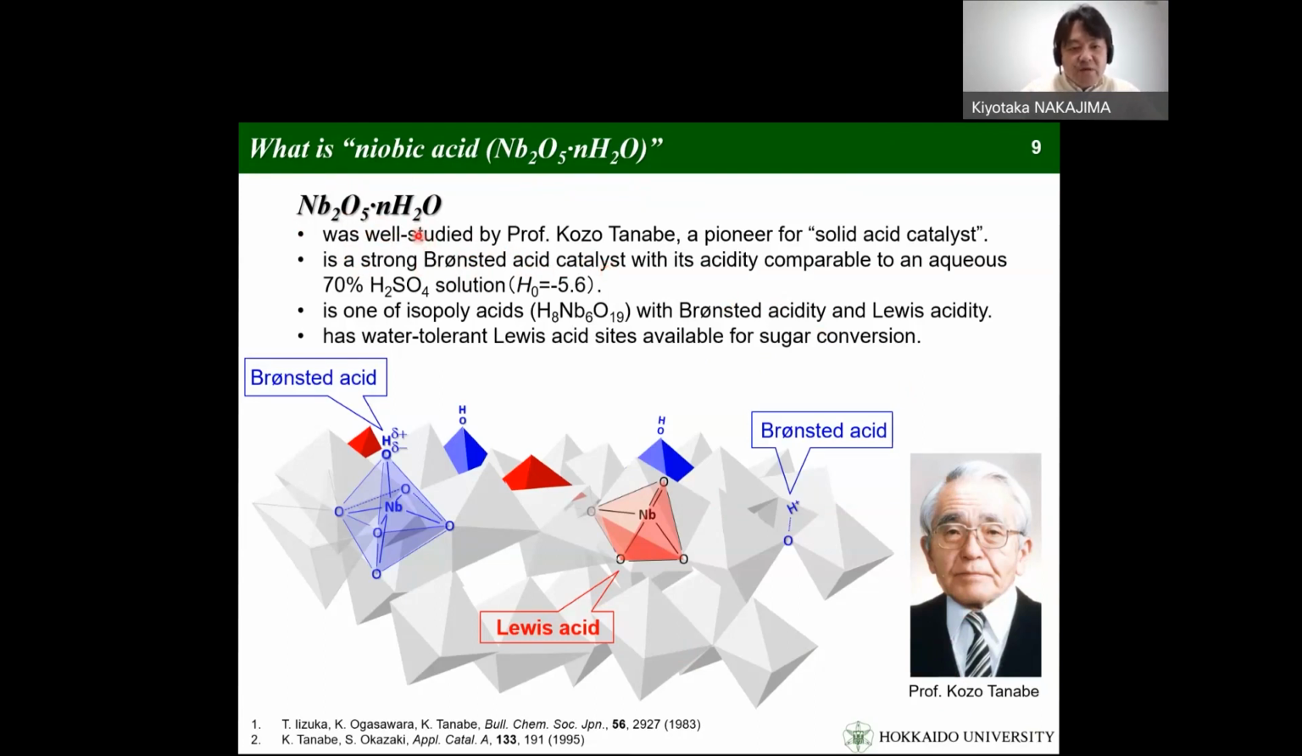Niobic acid is one of the isopolyoxo acids, as shown here, with Brønsted acidity and Lewis acidity. Niobic acid has Brønsted acidity as well as Lewis acidity, and both of them are very effective for sugar conversion.